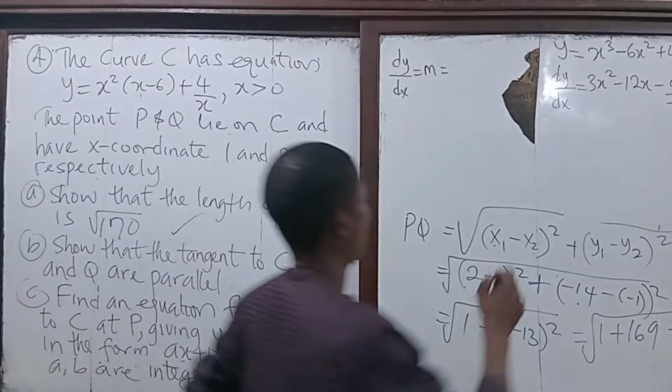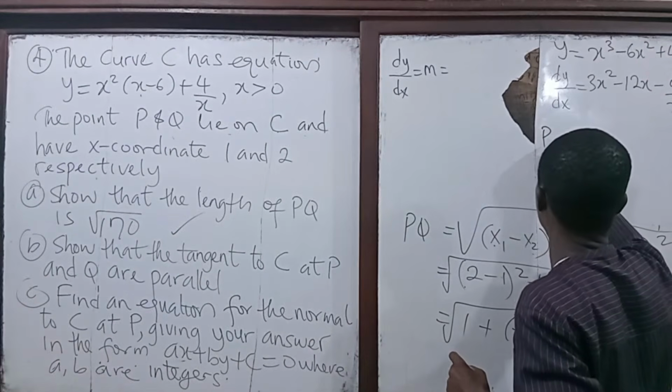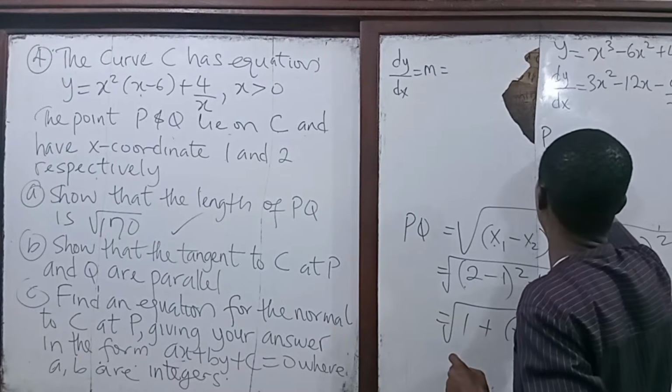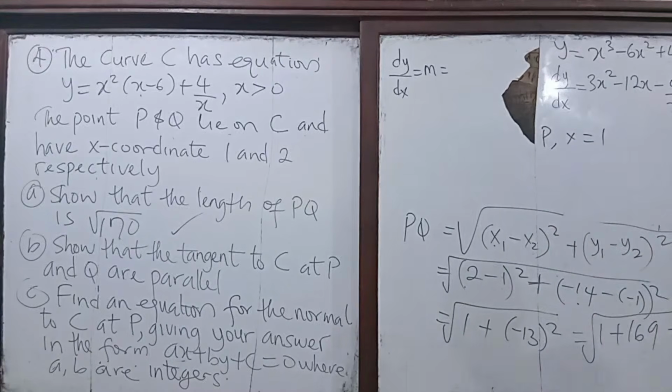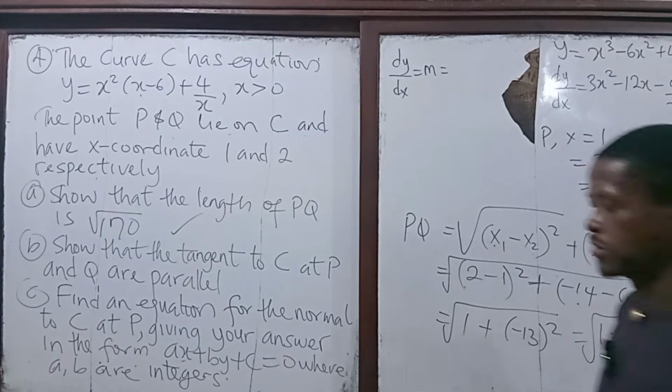Then we want to find the gradient at point P, where x is 1. Put it in this equation. That will give you 3 minus 12 minus 4. And that will be equal to, this one minus this one, that's minus 9 minus 4. That's minus 13. That's at point P.